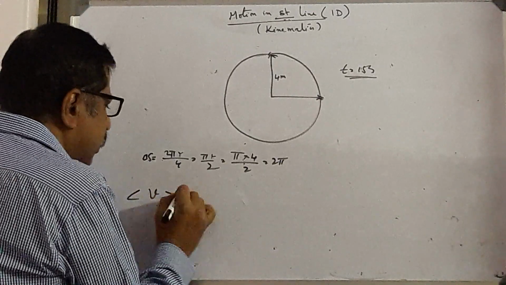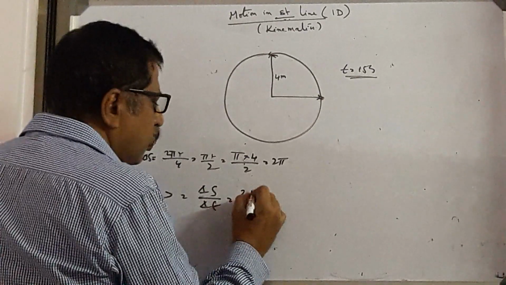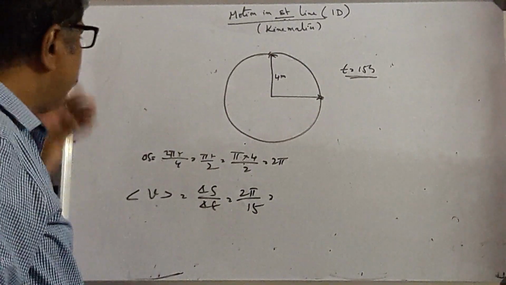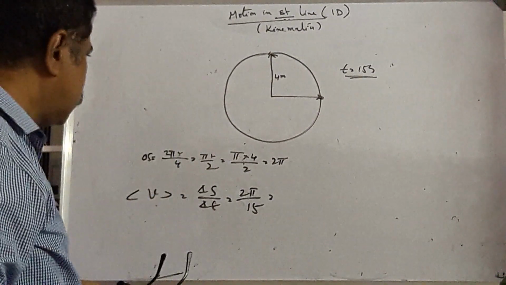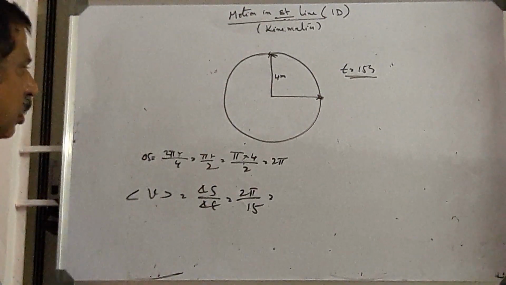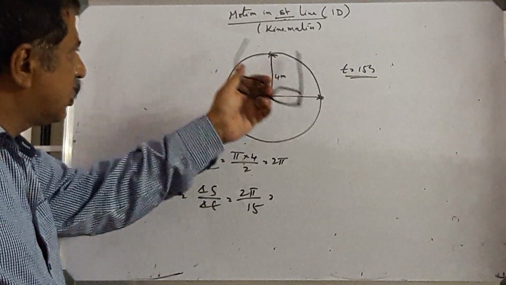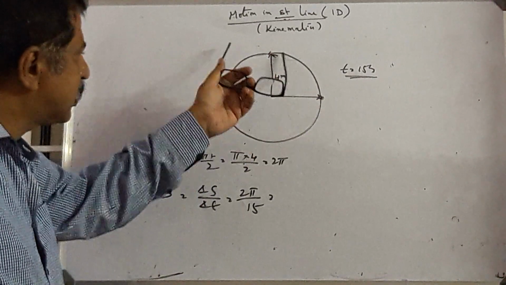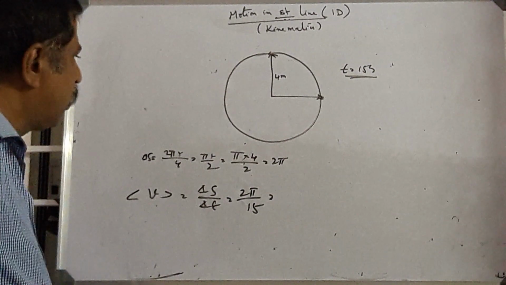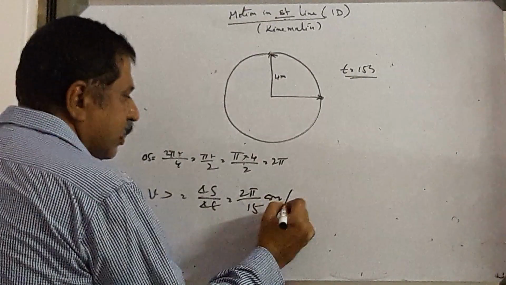The average speed is equal to total distance by total time. That means 2 pi by 15. What is the 2 pi r by 4? Here this is 1/4 of the circumference, 2 pi r by 4, that is pi r by 2. 4 by 2, 2 pi, okay, 2 pi by 15 centimeter per second.